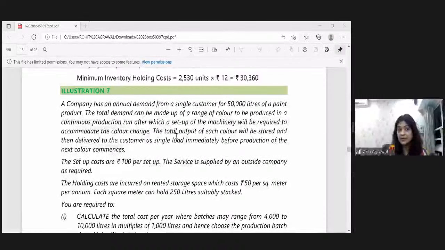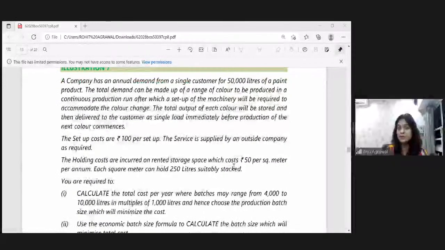Now look at it. They are very clearly defining that the total demand can be made up of a range of colors, but every time I change a color, I need to set up. The service is supplied by an outside company. Holding cost, they have told you. You have to rent a place, which will cost 50 rupees per square meter per annum. Each square meter can hold 250 liters suitably stacked.